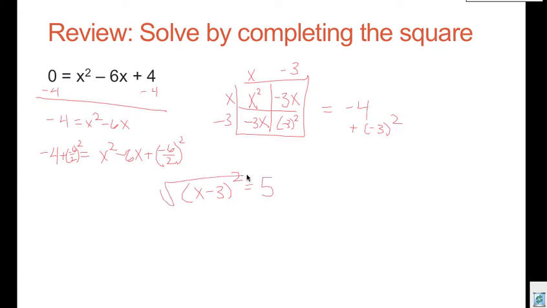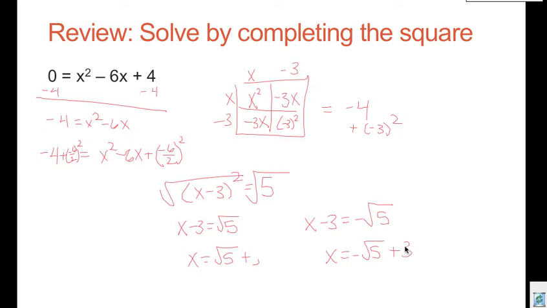And now we can take the square root of each side. So we have x minus 3 equals the positive square root of 5, x minus 3 equals negative square root of 5. So we have x equals the square root of 5 plus 3, and x equals negative square root of 5 plus 3. And we have our two answers.